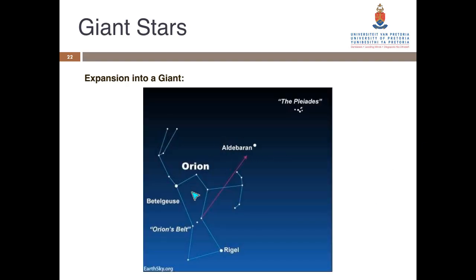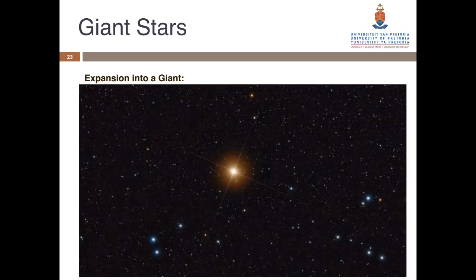So when we look at Orion in the night sky, if you look at Orion's belt, the red star that's over here, that is Aldebaran. And Aldebaran also usually points towards the Pleiades. So that is Aldebaran if you look through a telescope.